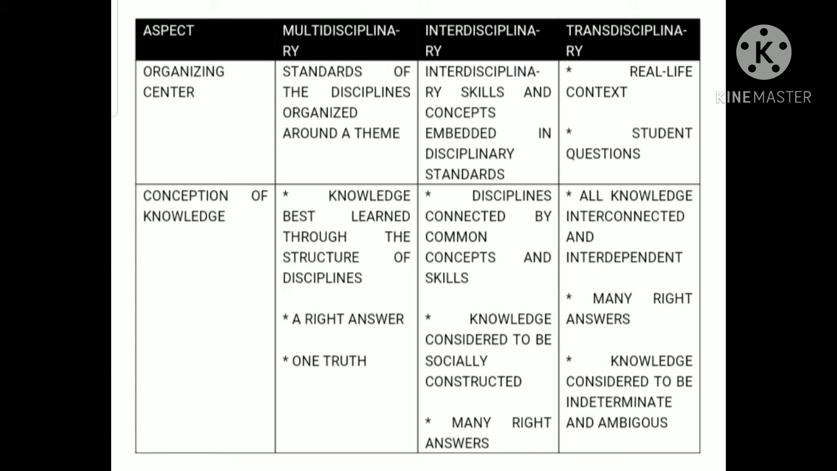While the interdisciplinary approach states that disciplines are connected by common concepts and skills, meaning they must know which concepts and skills are central to the discipline. Next, knowledge is considered to be socially constructed. For example, we see people with different skin colors, and we come up with the idea that people have different races. What is said to be true or objective is the result of social processes. And unlike the multidisciplinary approach, it looks for many right answers.